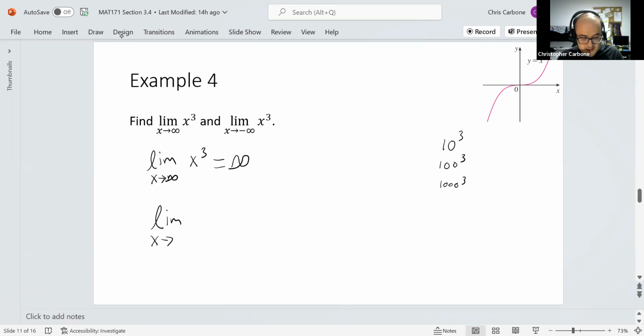Likewise, we could also see this on the graph. The limit as x approaches negative infinity of x cubed, we could see that decreasing here, and we could increase x negatively to get the same phenomenon. We have negative 10 cubed, negative 100 cubed, negative 1,000 cubed. The values increase negatively. So this is negative infinity.